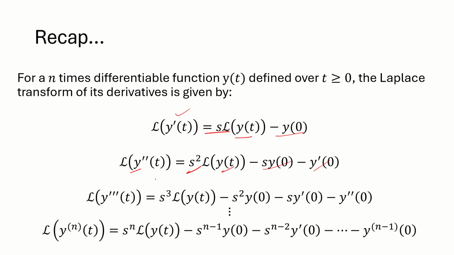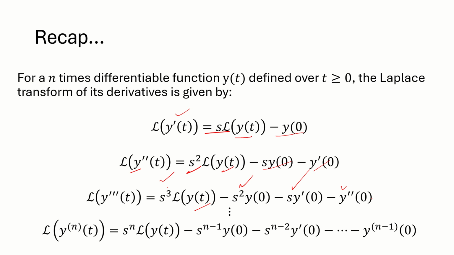For third order, it will become s cube Laplace of y, then we have s square with y of 0, then we have s y dash 0, then we have y double dash 0 at the end. If we go for the fourth order, it will be s power 4 Laplace of y, minus s cube y of 0, minus s square y dash 0, minus s y double dash 0, and then we will be having minus y triple dash 0. Okay, so we'll be using these values of Laplace transforms for y dash, y double dash, y triple dash, y fourth derivative, and so on. It depends upon the order of the differential equation.